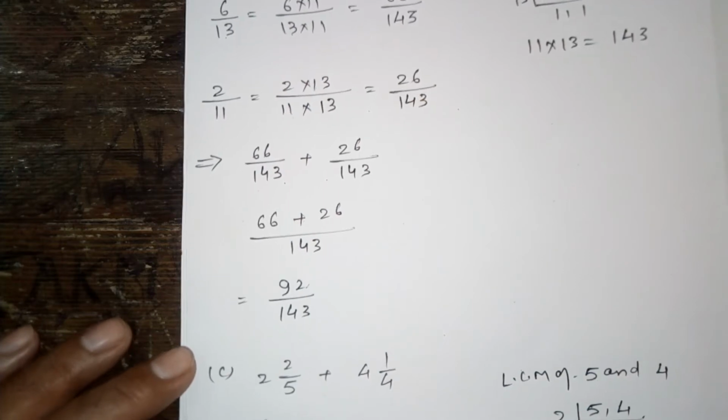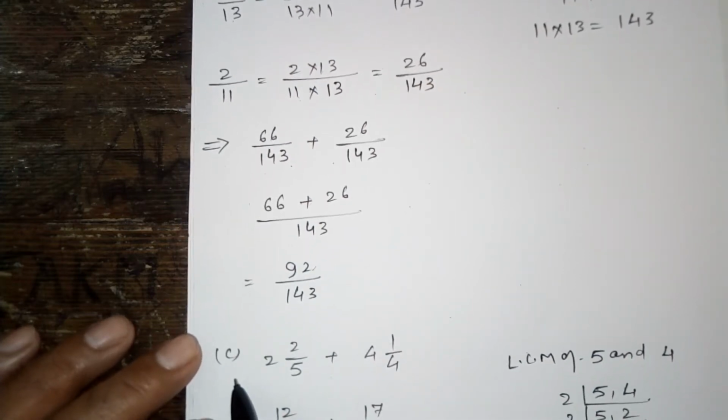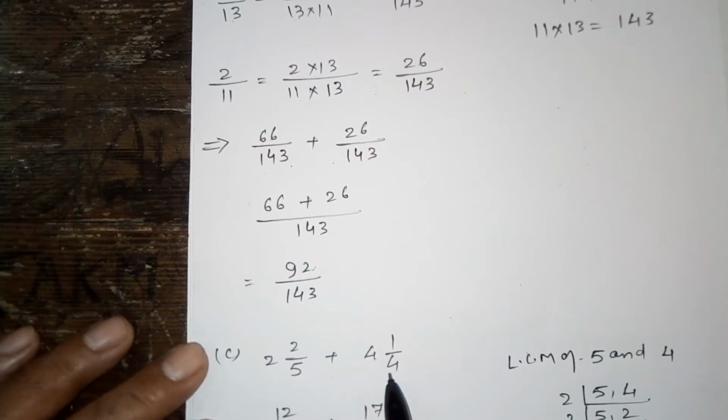My dear students, your next question is 2 upon 5 plus 4 and 1 upon 4. How will you add these two numbers? You know very well these two fractions are mixed fractions.